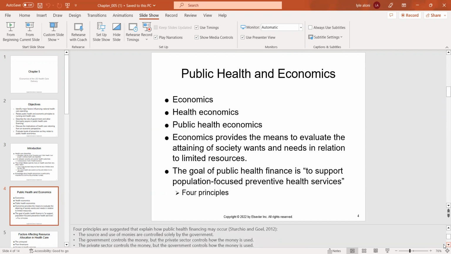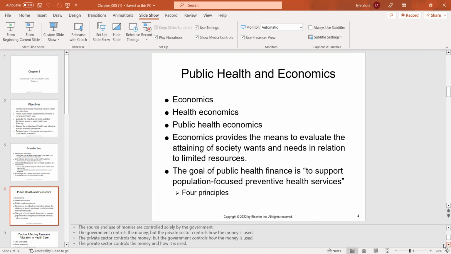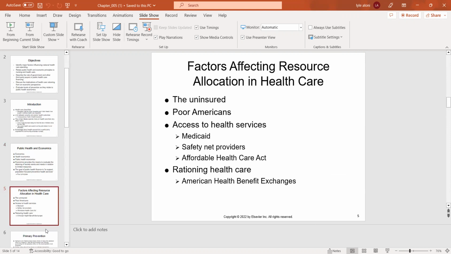There are 4 principles that we take a look at to explain how public health financing may occur. Source and use of monies are collected solely by the government. Government controls the money, but the private sector will decide how money is used. Private sector controls the money, and government controls how it's used. And the private sector can control the money and how it is used. So those are our 4 different pieces that we take a look at.